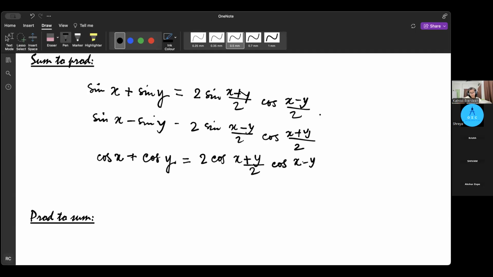All right, sure. Cos x plus cos y is 2 cos((x+y)/2) cos((x-y)/2), and cos x minus cos y is minus 2 sin((x+y)/2) sin((x-y)/2). I agree that these are very annoying and I still have to derive them sometimes. So just do it however you want to do it.